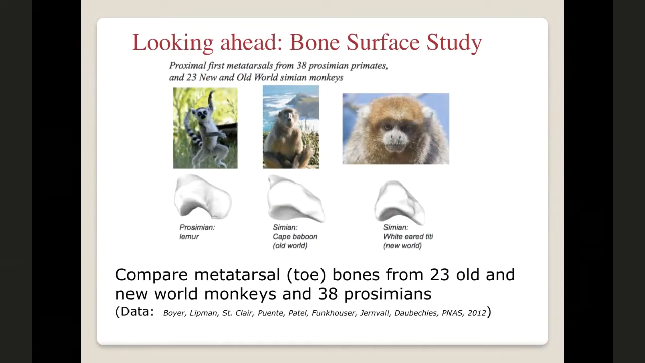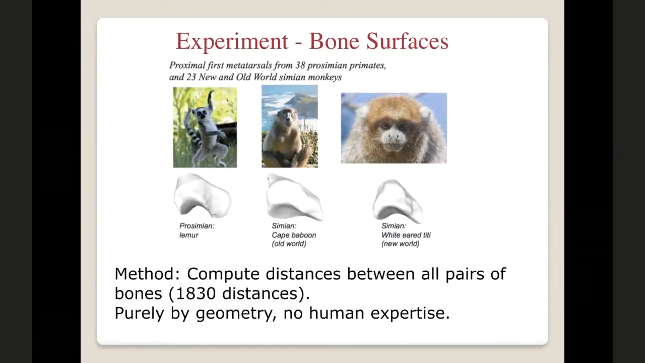They analyzed it by different methods, and we were able to compare how well we did with our mathematical distance based on geometry with the other methods, which I'll describe a little later. So what we did was for these 61 bones, we computed all pairwise distances. So that's 1830 distances. And these were computed purely by geometry and no human expertise. We had no biologist, no anthropologist, just using the geometry of the bone. We got distances between them.